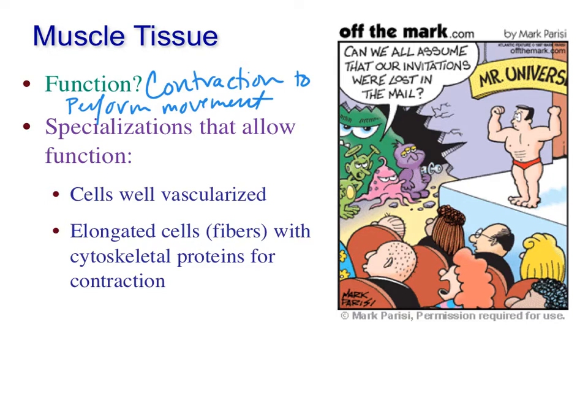Muscle, when you look at the tissue, you're going to see that there are elongated cells, so they're long and thin. And then there are cytoskeletal proteins within them that allow that contraction to happen, that shortening. And again, we'll talk much more about this when we talk about muscles themselves.